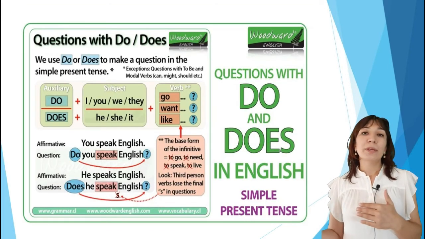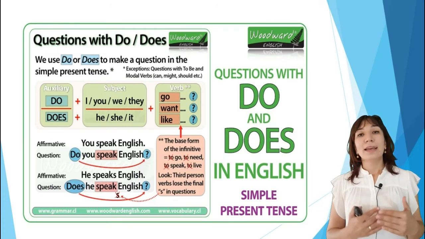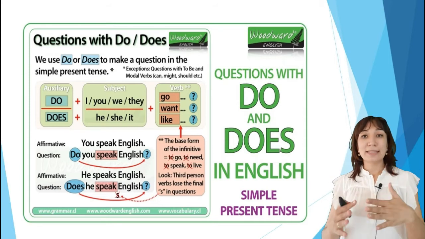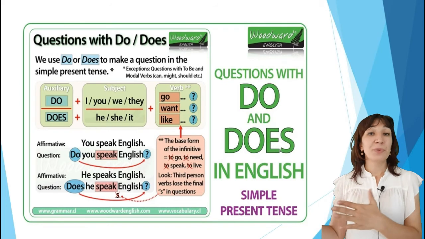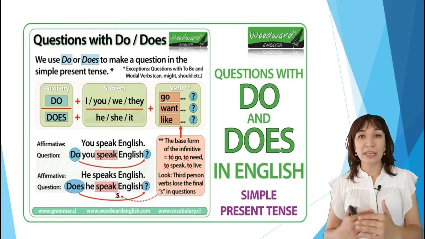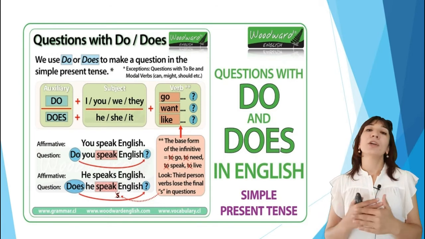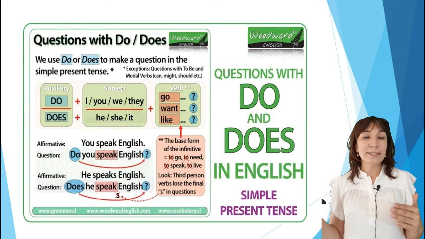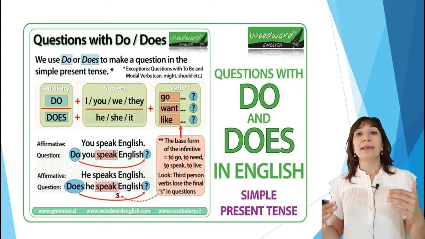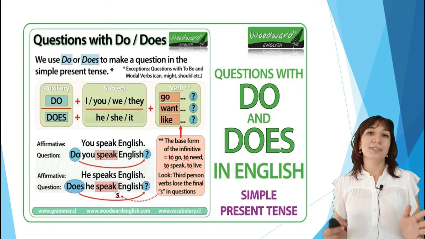When we form a question, we need do and does. As usual, do is for I, we, you, they: do, the subject, and the first form of the verb without any affixes. Does, again, is for he, she, it, third person singular, and please pay attention, you don't need any suffixes at the end of the verb. For example, does he speak, does he go, does he do, and so on.